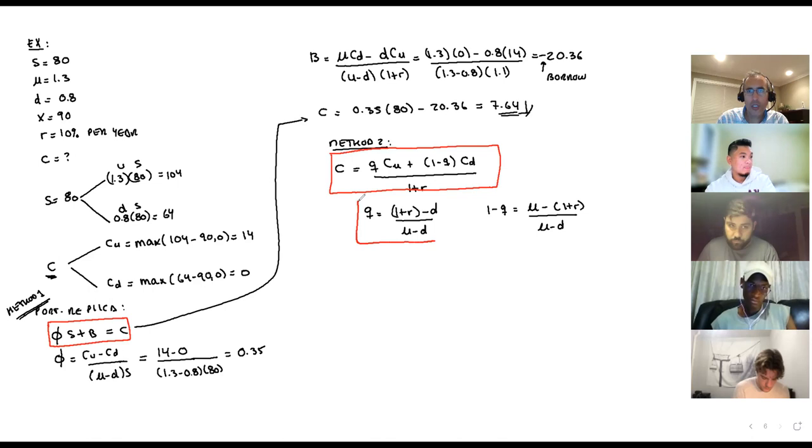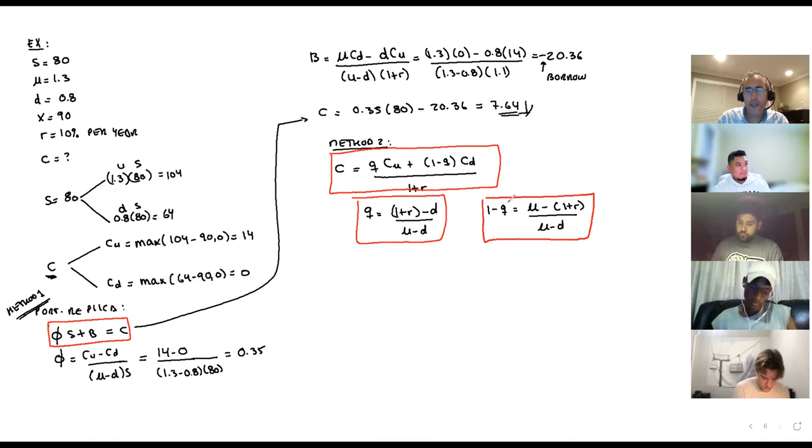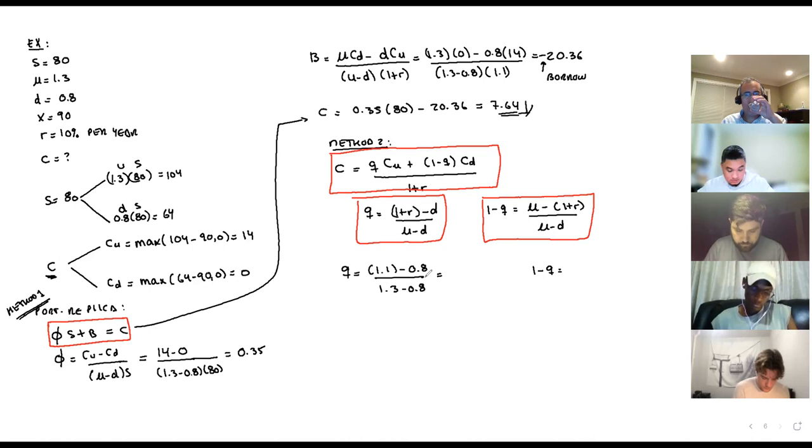So let's get familiar with this usage. Let's compute. The first thing you need to do, of course, guys, is to compute Q. Q is going to be 1.1 minus 0.8 divided by 1.3 minus 0.8, and 1 minus Q. Once we know Q, we know 1 minus Q, right? Someone can help me here. Q is 0.6. So this implies, guys, that 0.6 is going to be the weight of CU. And of course, 1 minus Q should be 0.4.